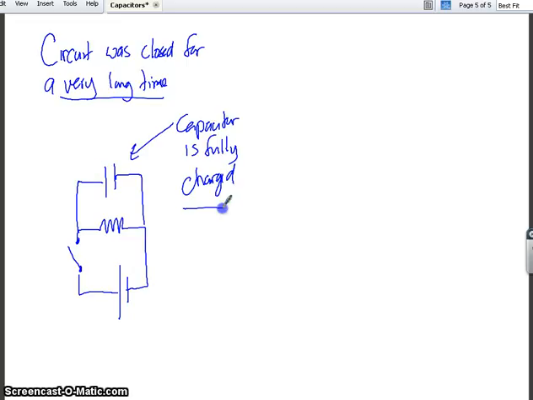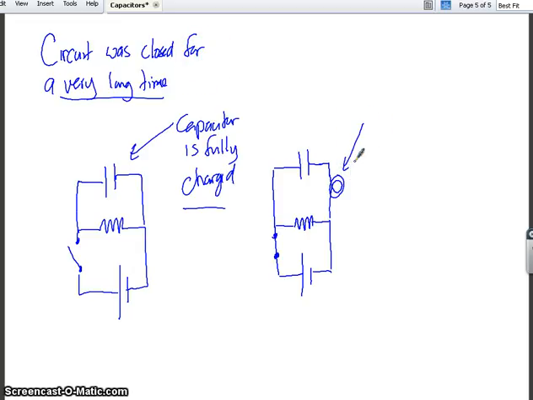Another tip, and on the same note, I'm going to draw the same circuit here, but a little bit more advanced. Let's say there's a light bulb right here. And let's say the switch is closed, and once again, the circuit was closed for a very long time. What would happen to this light bulb? This light bulb would be off. It would not be burnt out, but it would be off. Why?